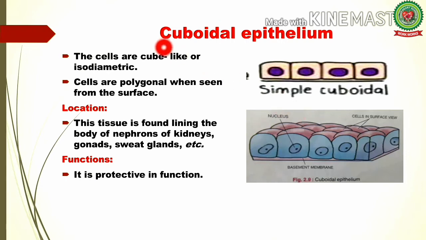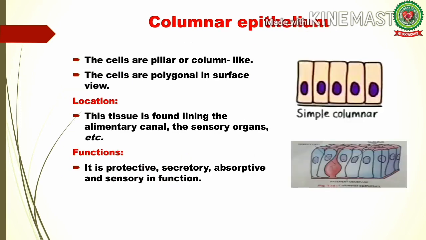Now students, what is cuboidal epithelium? As the name indicates, cuboidal means cube-like. So in this case, the cells are cube-like or isodiametric. The word isodiametric means cells having identical length, breadth and height. Here you can see cells are cube-like. Cells are polygonal in surface view. If we talk about location, this tissue is found lining the tubules of nephrons of kidney, gonads, sweat glands, etc. If we talk about functions of cuboidal epithelium, it is protective in function.